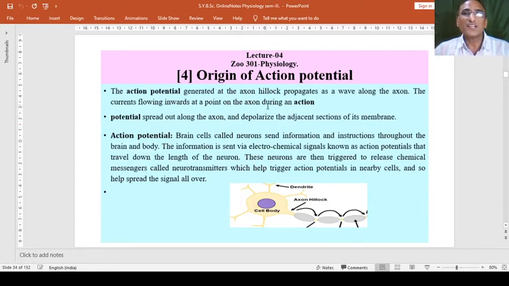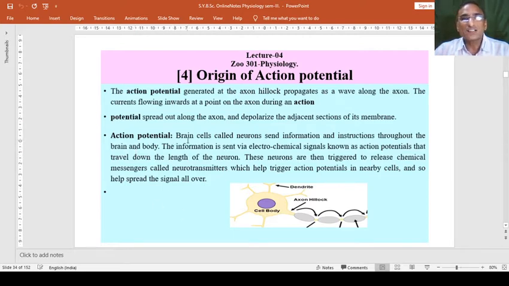Now, depolarization and repolarization will be studied in the next topic. That means the movement of sodium and potassium ions, which we will see. Actually, we have already studied the same mechanism in the sodium potassium pump, but how it works in the action potential, that we will see.